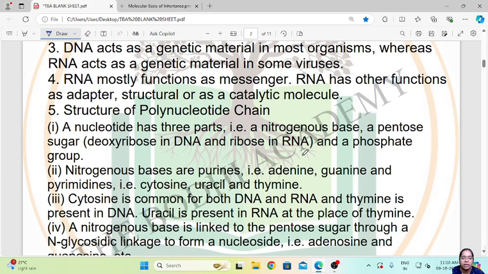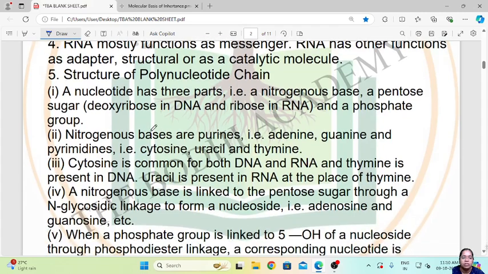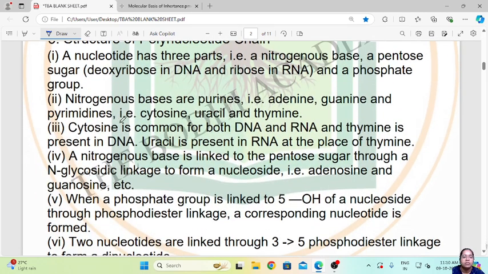Nitrogenous bases are purines, adenine and guanine, and pyrimidines, cytosine, uracil and thymine. So there are two types of nitrogenous bases, that is purines and pyrimidines. Cytosine is common for both DNA and RNA. Thymine is present in DNA and uracil is present in RNA. So the only difference in the bases is that thymine is present in DNA and in RNA thymine is replaced by uracil.